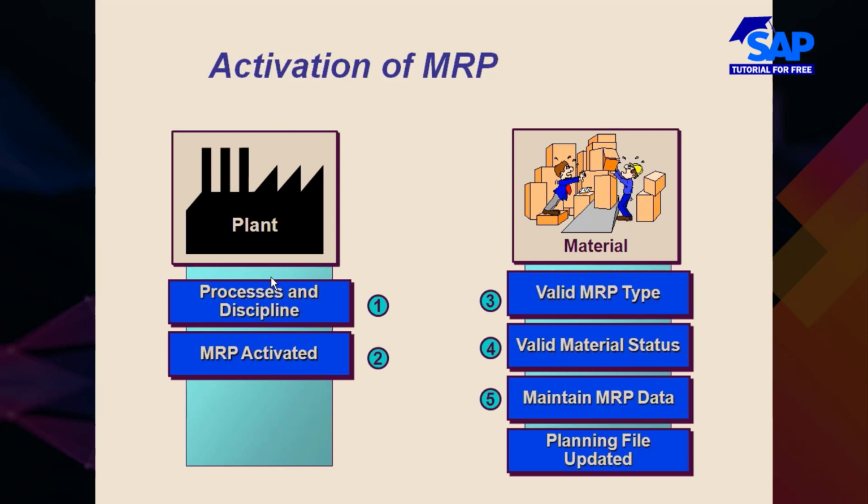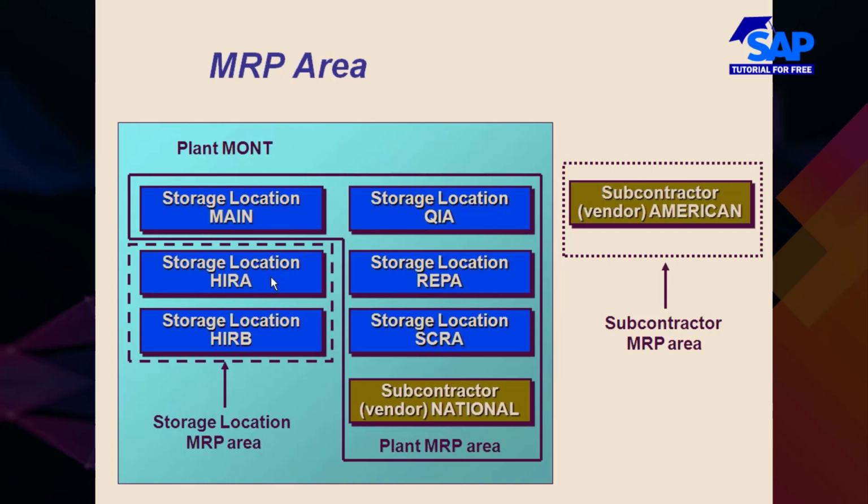The next one is activation of MRP. This is what we call customization or configuration. So you have to define processes and disciplines, MRP activation at client level, or in other way, I'll have to create an MRP area, which is a hypothetical organizational unit at which I will be activating my MRP. And then I'll have to define my MRP types, I'll have to define the material statuses, I'll have to maintain the MRP data, and then planning of unplanned materials.